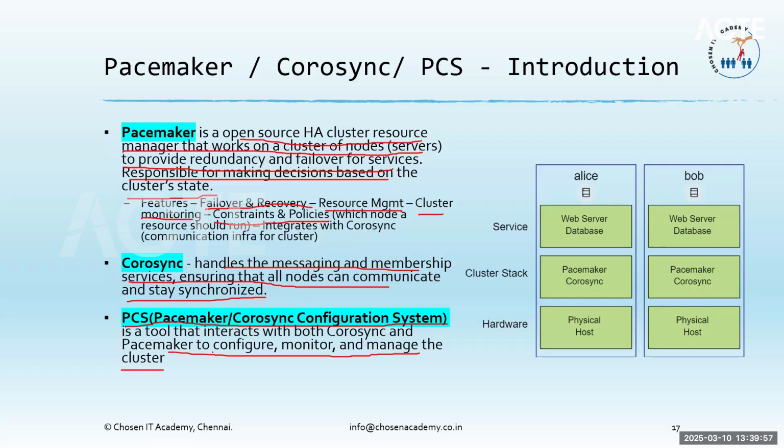So at a high level picture, if you see, there are two servers here. One is Alice and another is Bob. These have a physical host. And on top of it, we have Pacemaker, which is running.